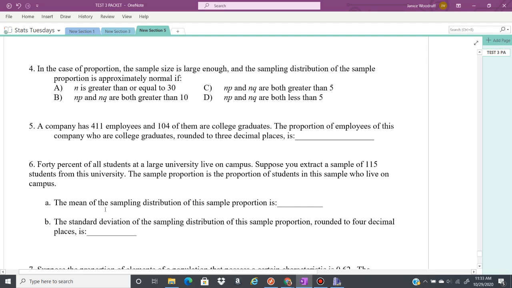All right, number 4, in the case of proportion, if the sample size is large enough, the sampling distribution of the sample proportion is approximately normal if both NP and NQ are greater than 5.